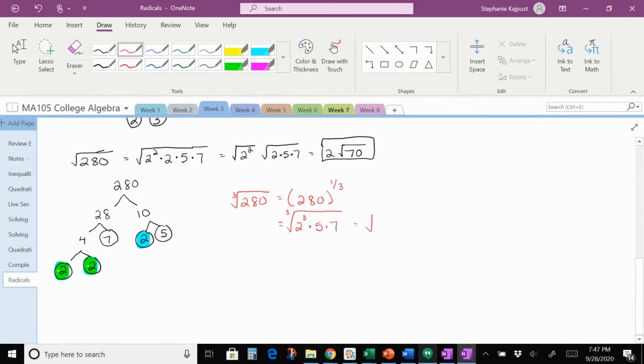Our rules still apply, where I'm going to separate out anything that has that exponent of 3 from the things that don't. So I put the 2 cubed by itself, and then the 5 times 7. So 2 cubed cancels out the exponent of 3, because you're basically taking the exponent of 3, multiplying it by 1/3. Those cancel out. So I'm left with 2. And then I have my cubed root of 35, because 5 times 7 is 35.